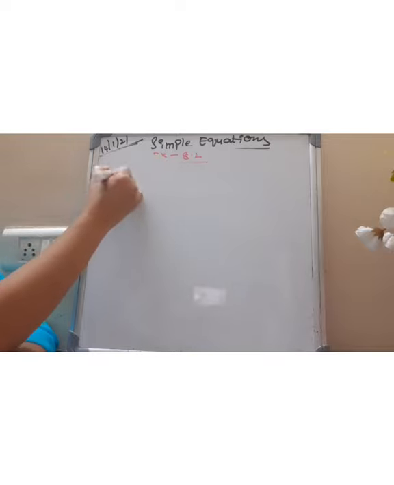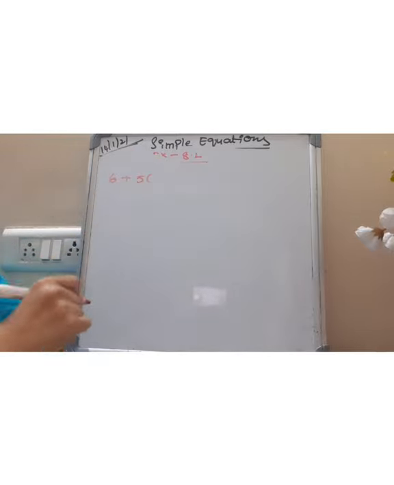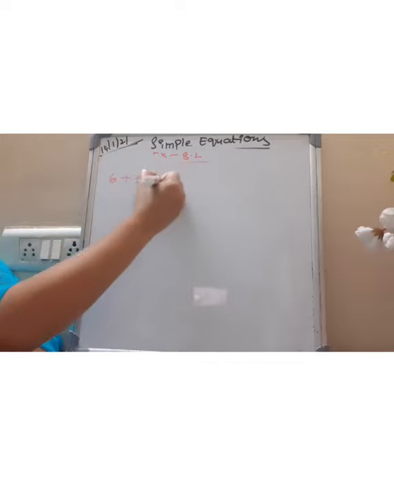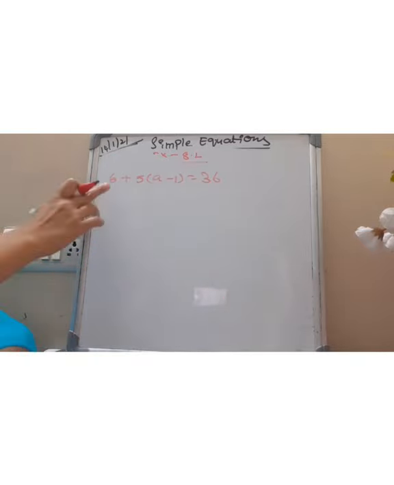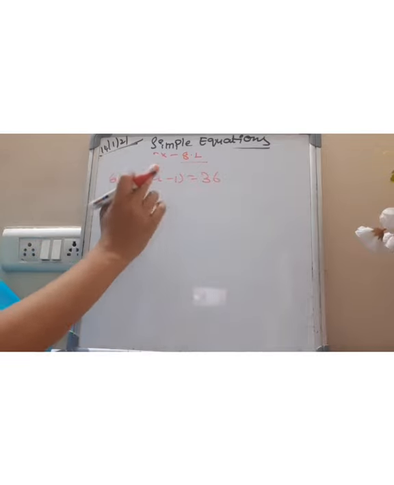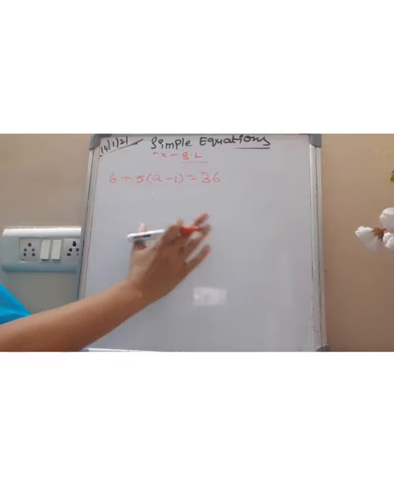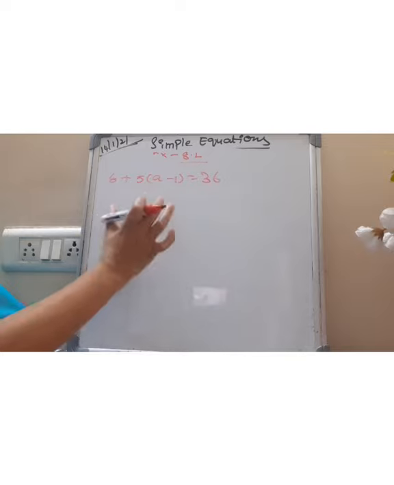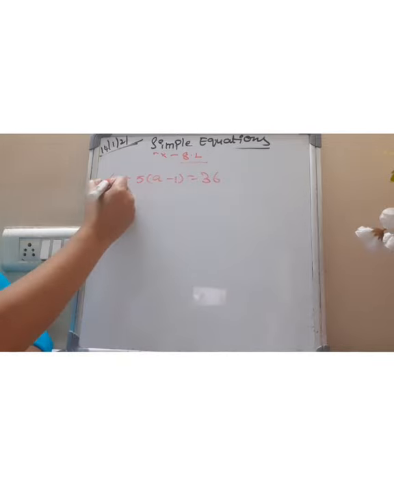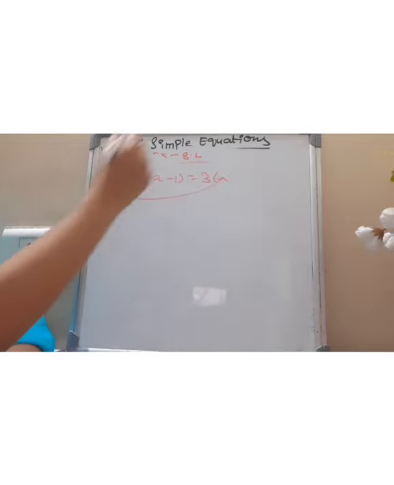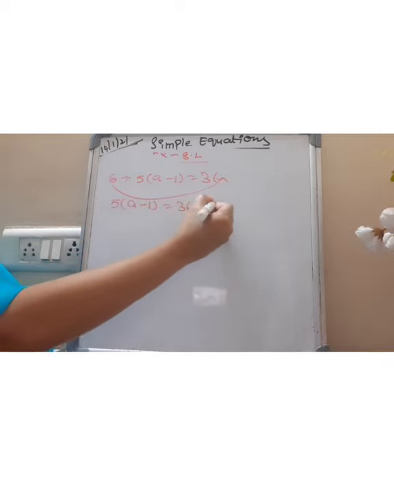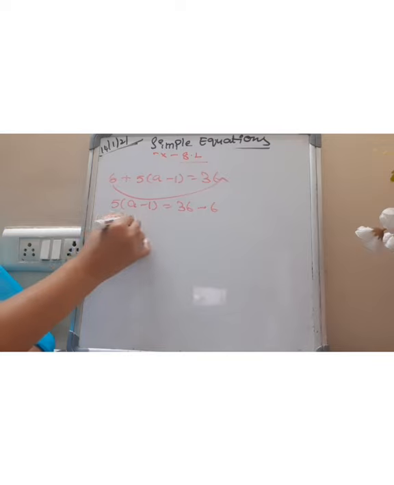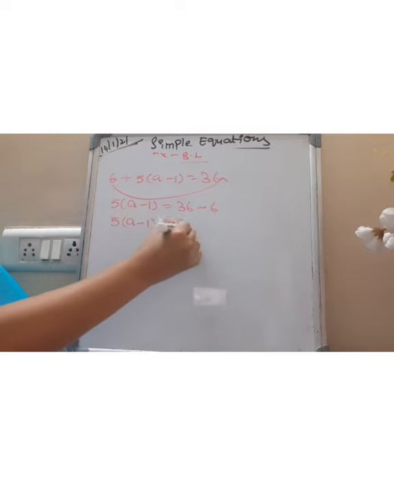Next question: 6 plus 5 multiplied by a minus 1 is equal to 36. See here, 6 is there, positive is there, 5 is there, multiplication is there. First we have to see how we can simplify this problem. The first step is we will send 6 to the other side. So 5 into a minus 1 is equal to 36 minus 6. So 5 into a minus 1 is equal to 30.